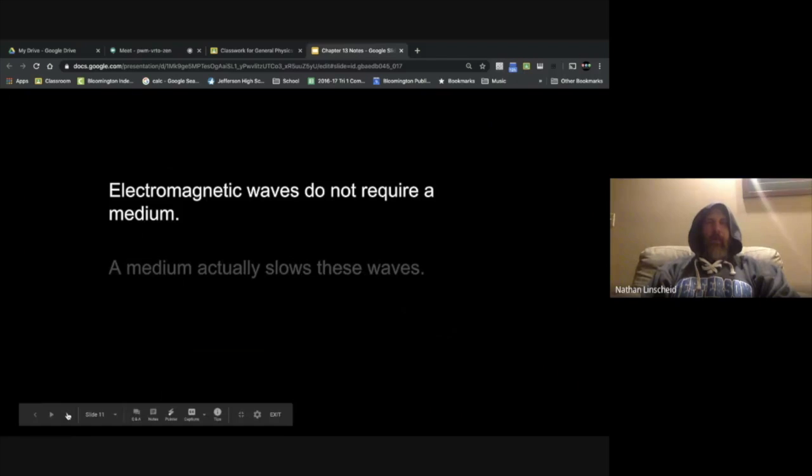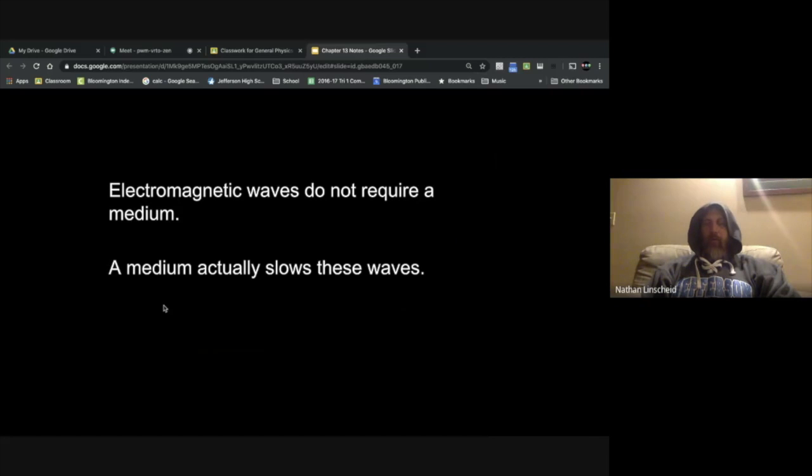All right, electromagnetic waves do not require a medium. They can travel through different media, but those media actually hinder the movement of the electromagnetic wave. So they travel the fastest through what we call, quote unquote, empty space, even though, again, we watched a video a long time ago saying space really isn't that empty.